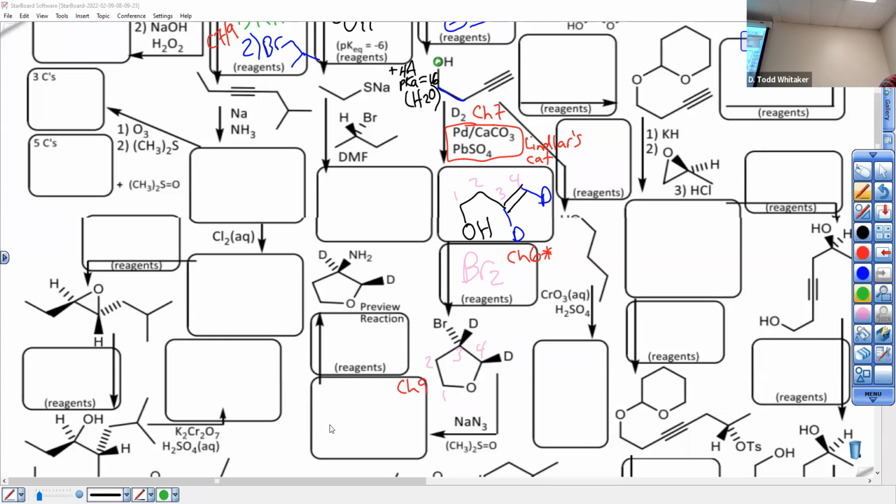Copy your ring. This didn't get touched. The azide came in from a wedge. It doesn't say I have to draw out azide, so I can do it like that. And the D got pushed back. Backside attack pushed it back. There you go.